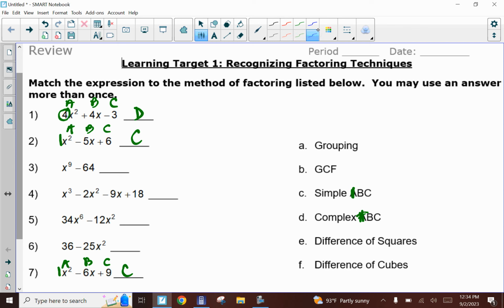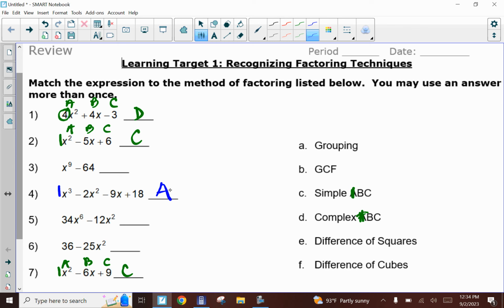Now the next one that stands out is a grouping question. Grouping questions have to have 4 terms. If you look at number 4, that's the only one that has 4 terms. So that means this is probably grouping. We should check if there's a GCF first, because if there's a GCF, it's always the first thing. So this has a 1, a 2, a 9, and an 18. There's not a GCF here that we can pull out, and that 18 doesn't have a letter on it, so there's no GCF. So this one has to be a grouping question. So this is choice A.